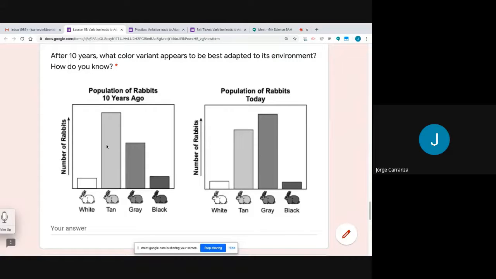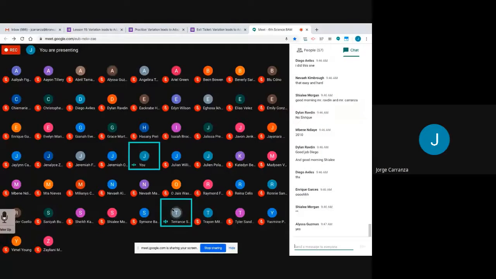If we were to make it similar to the question Elisa answered, most of them 10 years ago, maybe 60%, were tan, and 10 years later, most of them were a different color. Now this is something I want to make super clear. Do you think the size of the population changed? Let's say 10 years ago there were 1,000 rabbits, and 600 of them, 60%, were tan. Did the population get smaller?